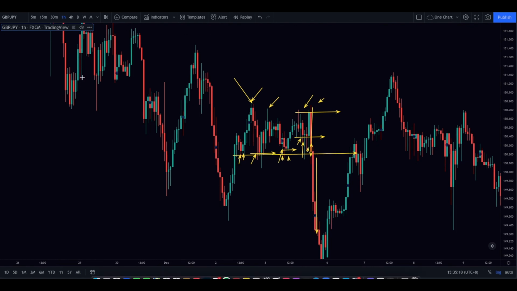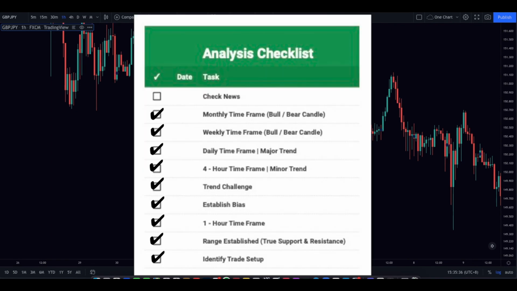We have to look to the left when we're talking about support and resistance. Looking to the left is going to provide all of the information we need in regards to support and resistance. And then once you've identified these candles that are rejecting, you have to define which candle was actually able to do what the other candles were not able to do. And that's pretty much it for the analysis checklist.